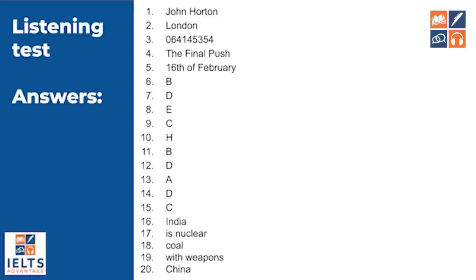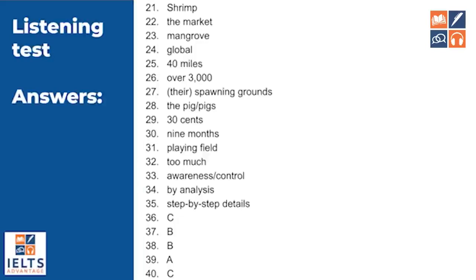16, India. 17, is nuclear. 18, coal. 19, with weapons. 20, China. 21, shrimp. 22, market or the market. 23, mangrove. 24, global. 25, 40 miles. 26, over 3,000. 27, spawning grounds or their spawning grounds. 28, pig or pigs or the pig or the pigs.